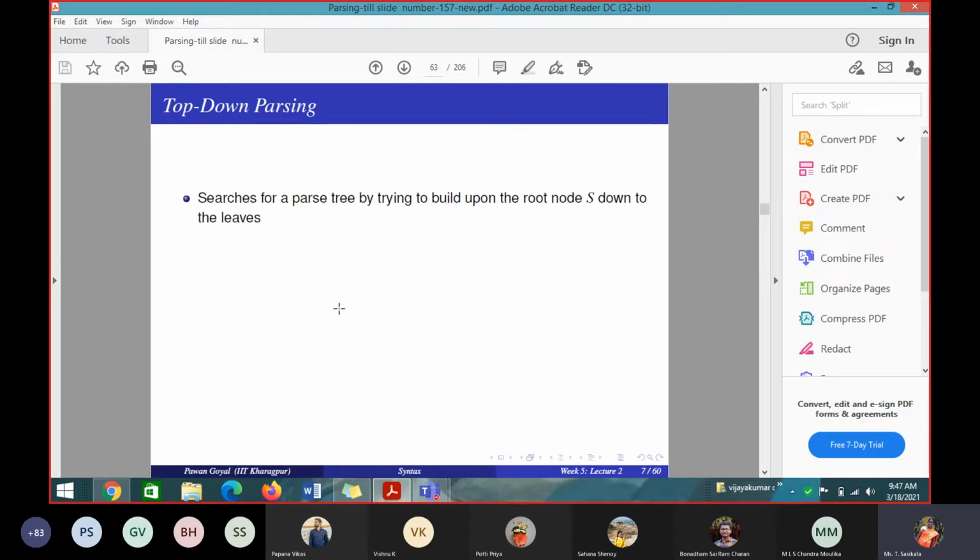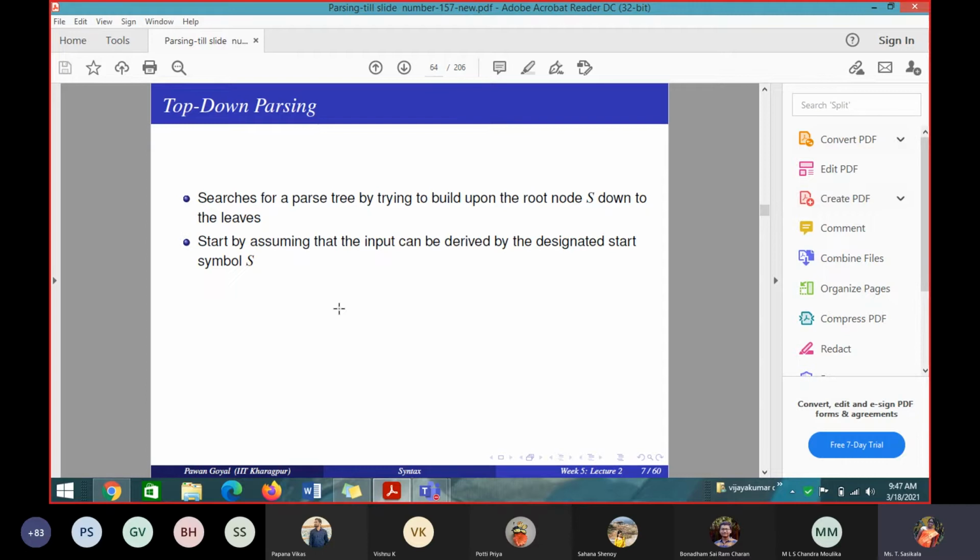There are 2 ways I can draw a tree, top-down parsing and bottom-up method. In top-down, I start with the start node and end with the lexicon, each and every word in the sentence. If I am able to reach all the words of the given sentence by constructing a parse tree, then I can say the given sentence is grammatically correct. It searches the parse tree by trying to build up the root node S down to the leaves. Top down means from the root to the leaves.